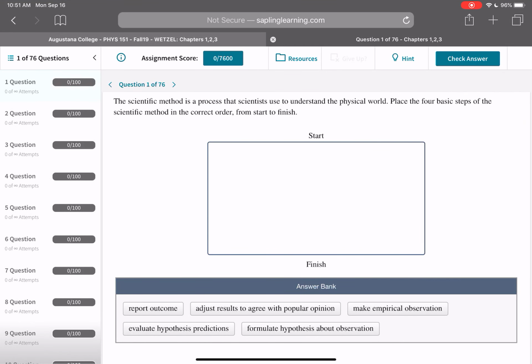All right, let's work through these homework problems. So, number one, scientific method is a process that scientists use to understand the physical world. Place the four basic steps of the scientific method in the correct order from start to finish.